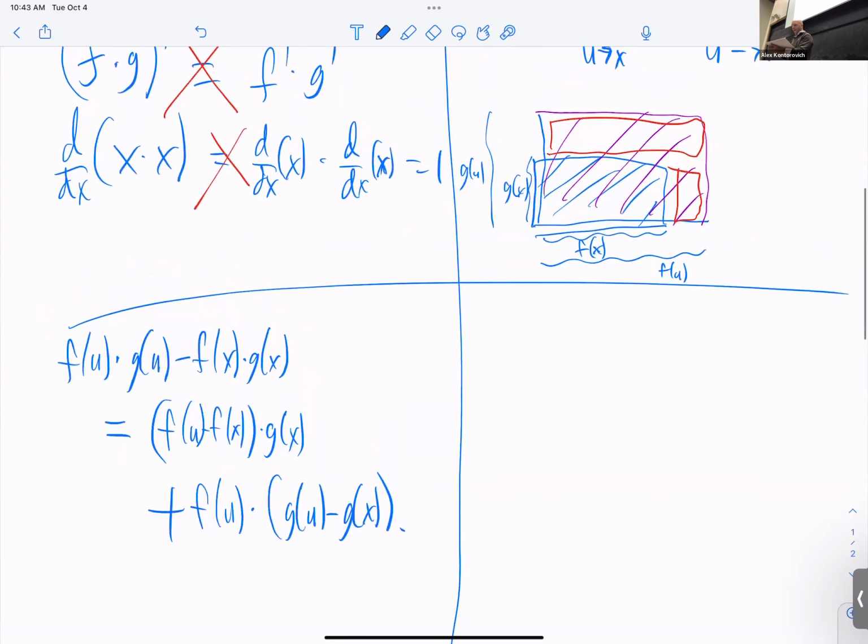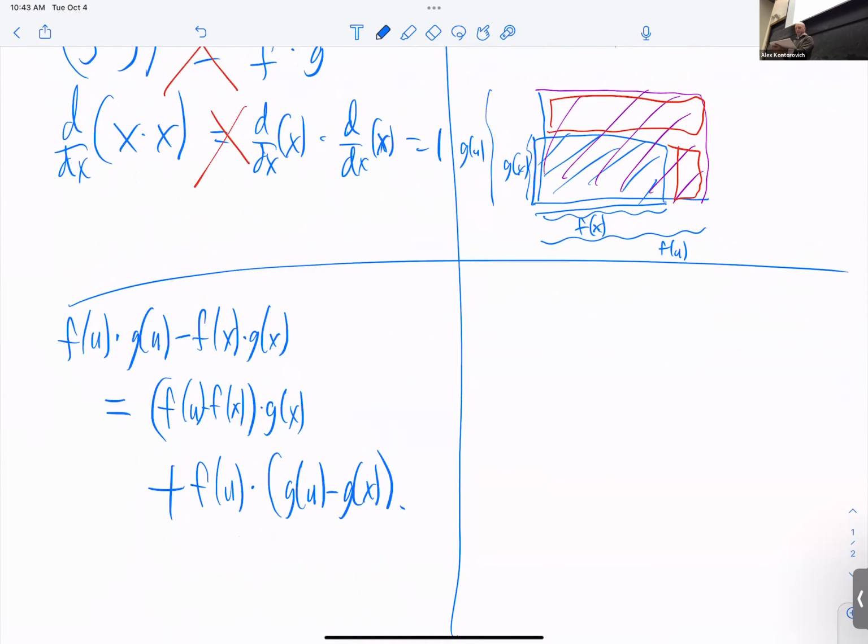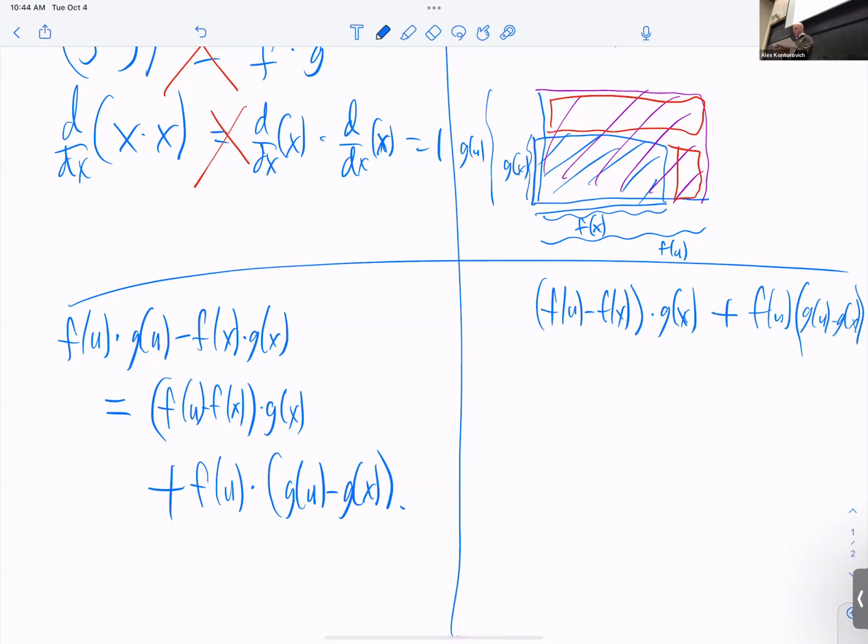Okay, so let's go with that. That's this numerator, that's the rise of this f times g derivative. The run is u minus x. And so I want to take this whole thing, I guess let me rewrite it over here. So I'm going to take this, which is f of u minus f of x times g of x plus f of u times g of u minus g of x. I'm just rewriting what's here.